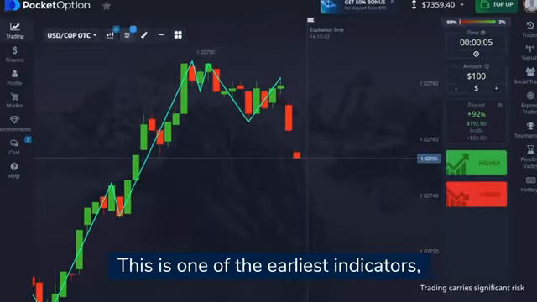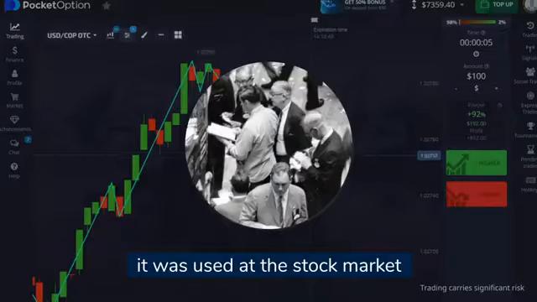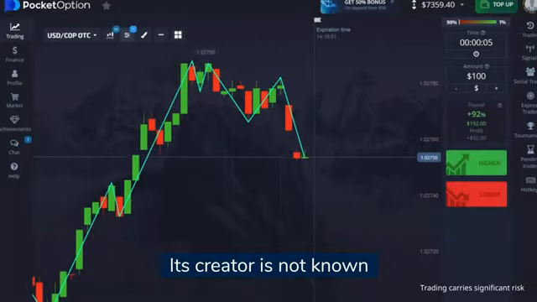This is one of the earliest indicators. It was used at the stock market. Its creator is not known.